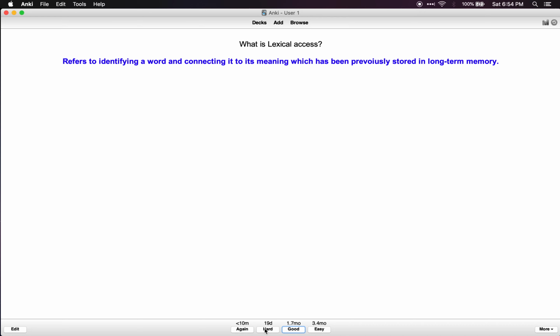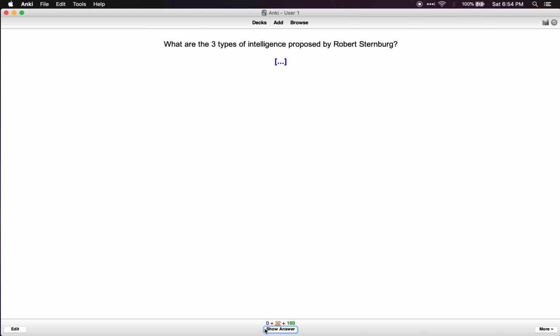Lexical access is identifying a word and connecting it to its meaning that has been stored in long-term memory. What are the three types of intelligence proposed by Robert Sternberg?